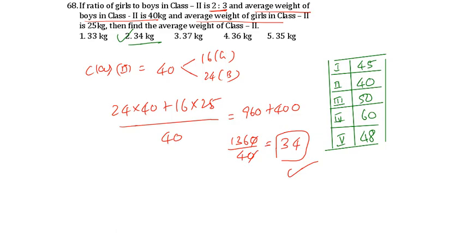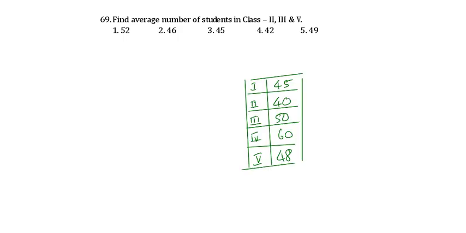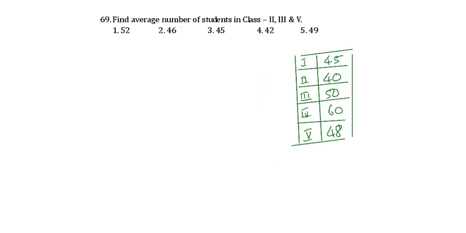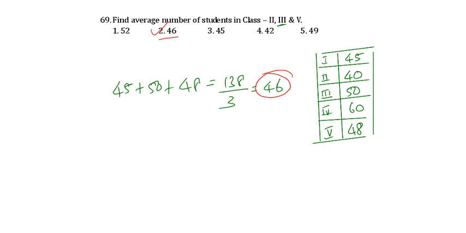See the next question. Find the average number of students in 1, 3, 5 together. In 1, 3, 5, what is the average student? See here. In first class we are having 45. In third class we are having 50. In fifth class 48. Totally 143 by 3, that is 46. So the answer is 46. Now see the next question.